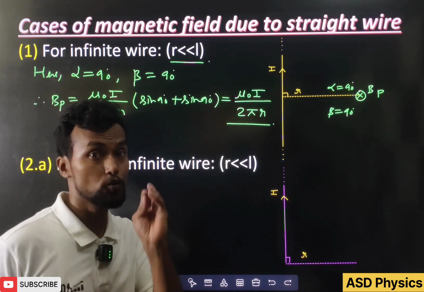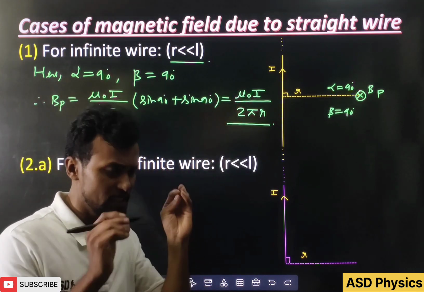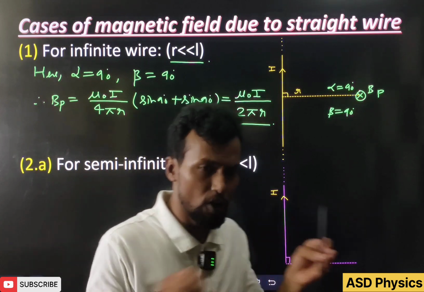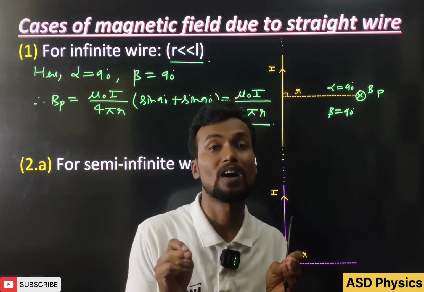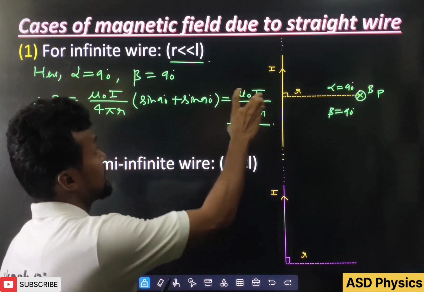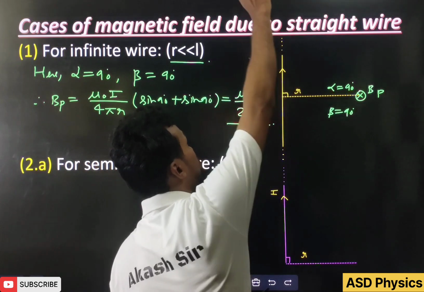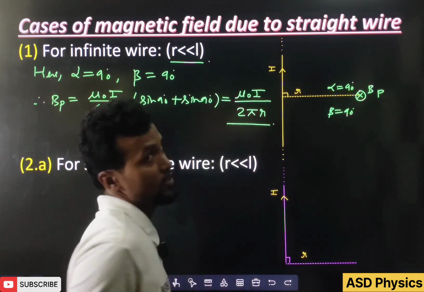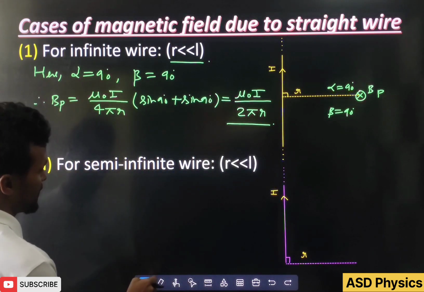Remember this. Due to which wire? Due to the infinite wire. Even in the question, they are telling long straight conductor. By default, you always have to take which wire? The infinite wire. That means upward also infinite, downward also infinite. So we will call this the infinite wire.